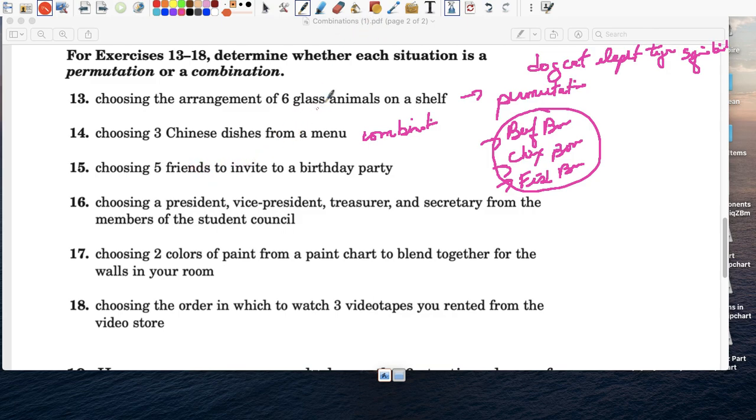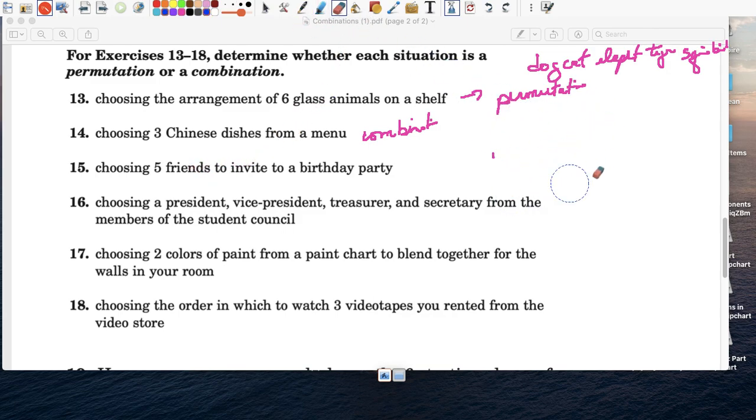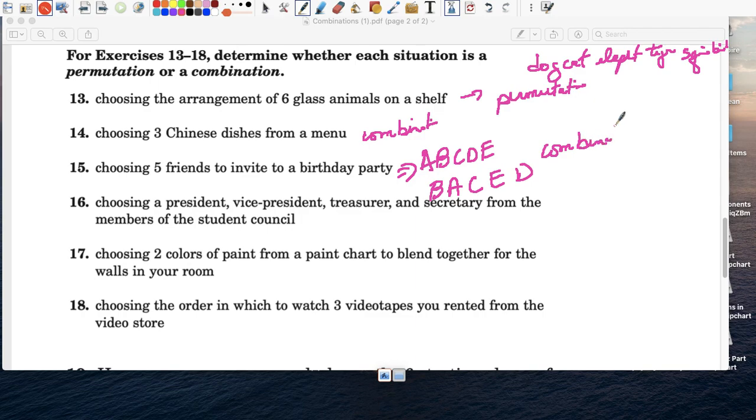Choosing 5 friends to invite to a birthday party. Well, think about it. You have 5 friends, A, B, C, D, E. They're all coming to the party. Okay, doesn't matter if you call A, B, C, D, E, or you send an invitation to B first, and A second, and C third, and E fourth, and D. This is a combination because it doesn't matter. Choosing a president, vice president, treasurer, or secretary. Right off the bat, this should be a permutation because the order does matter.